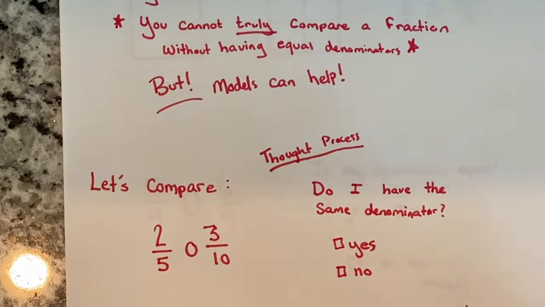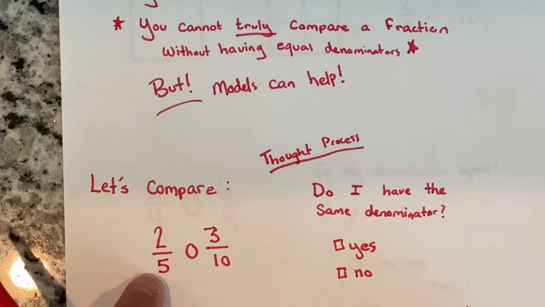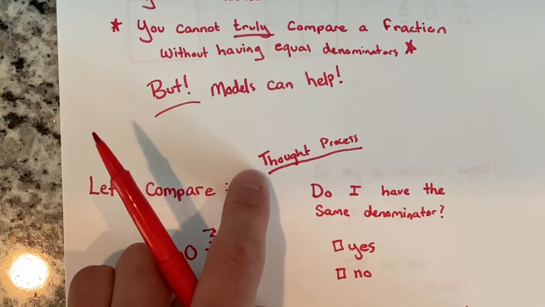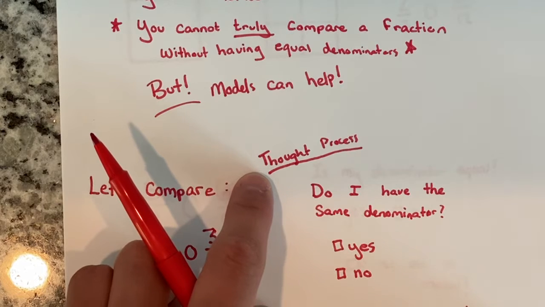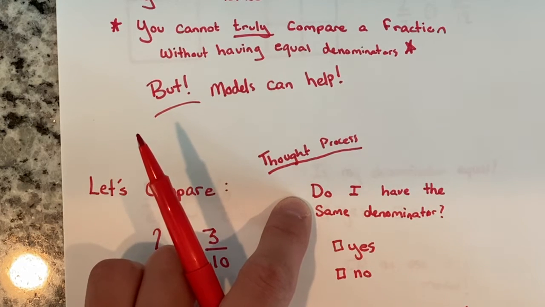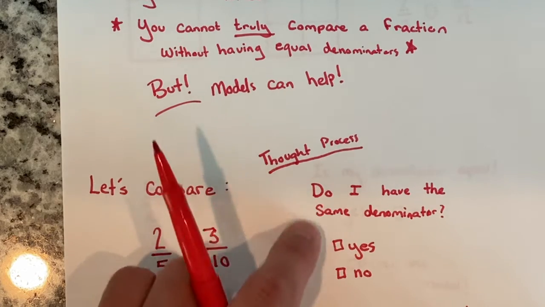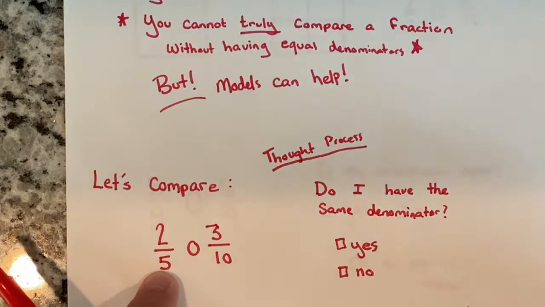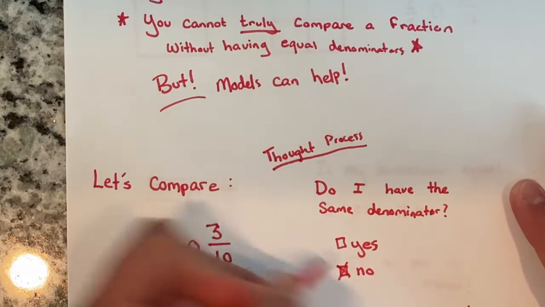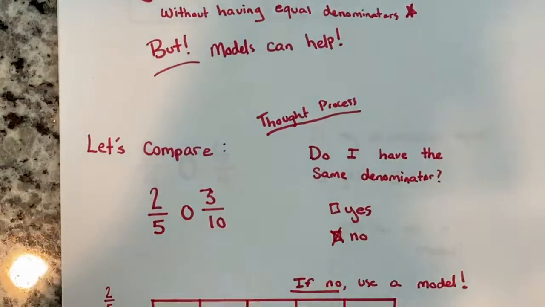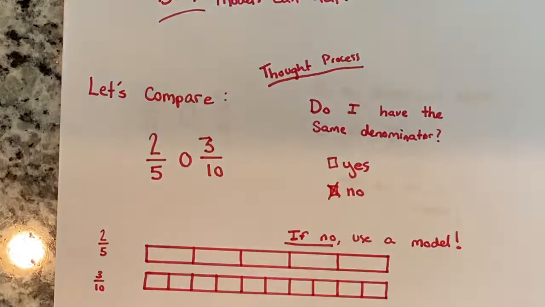So we're going to look at these two fractions here. Let's compare 2/5 and 3/10. The thought process going through my head should always be this. First things first, do I have the same denominator? Yes or no? This one is fifths, this one is tenths. I do not have the same denominator. So if I don't, I need to use a model to help me out with my thinking.